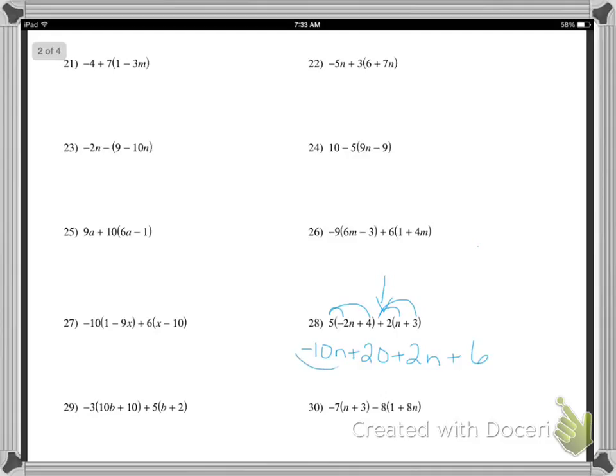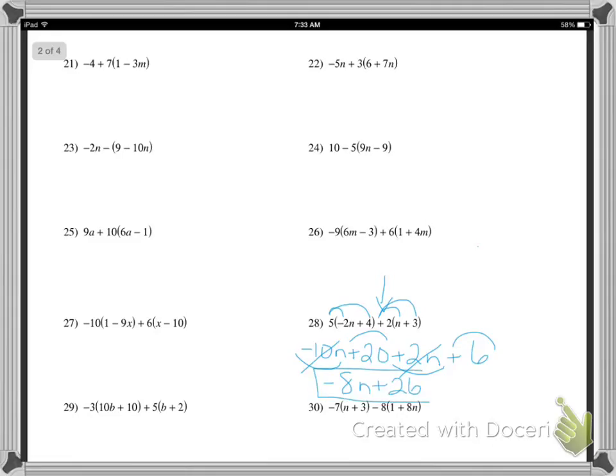Let's combine these guys first because they're in front of me. It doesn't matter who you combine first. It doesn't matter for now who goes in the front, whether it's the variable term or whether it's the constant. So we have a negative 10 and a positive 2. That's a negative 8n. Different sign. Find the difference. Sign of the higher number. And then I have a 20 and a 6. There it's 26.